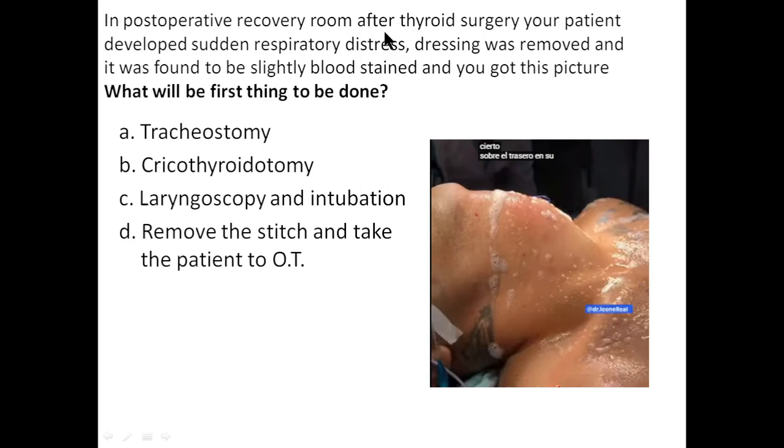In post-operative recovery after thyroid surgery, the patient developed respiratory distress. The dressing was removed and it was found to be slightly blood-stained, and this picture shows a tense swollen neck. First thing to be done: tracheostomy, cricothyroidotomy, laryngoscopy and intubation, or remove the stitch and take the patient to the operating theater? Remove the stitch immediately, evacuate the hematoma and take the patient to the OR. Okay?